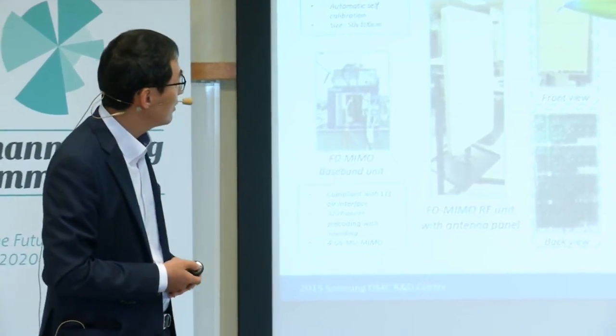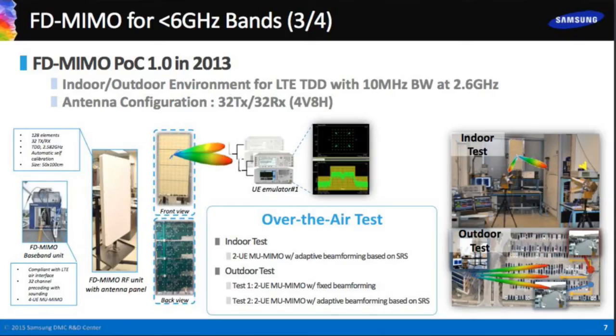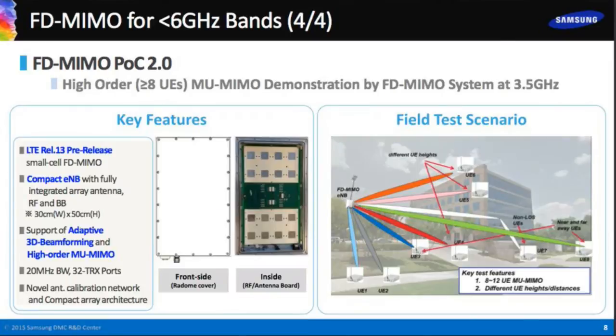And this is something that we did in 2013, actually. We started by developing FD-MIMO prototypes at 2.5 gigahertz, having 32 TRX. And starting last year, this is our second generation FD-MIMO prototype, which also has 32 TRX. But the frequency we are using is 3.5 gigahertz, and we are actually supporting more than 8 UEs. We are targeting to support up to 12 UEs in a very small form factor. As you can see, the form factor is about 30 centimeters by 50 centimeters. In this one small board, we have RF and baseband all together.